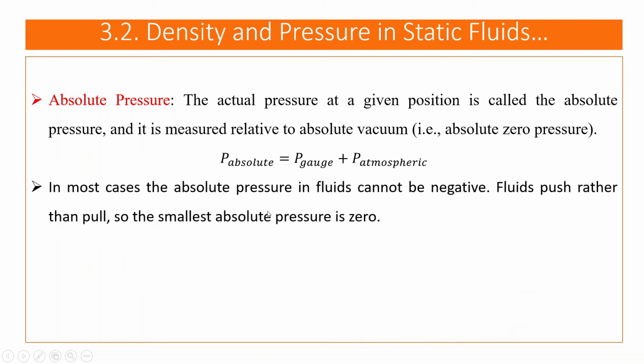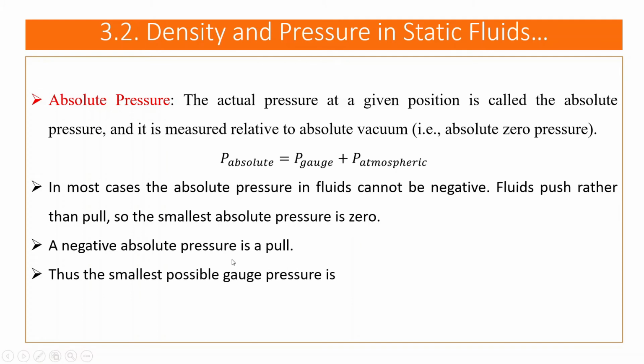In most cases, the absolute pressure in a fluid cannot be negative, since fluids push rather than pull, so the smallest absolute pressure is 0. A negative absolute pressure is just an indication of a pull. We know that the smallest possible gauge pressure is equal to minus the atmospheric pressure, making the absolute pressure 0. So the pressure of the gauge is equal to minus the pressure of the atmosphere.